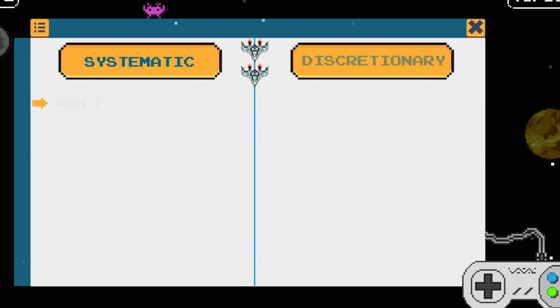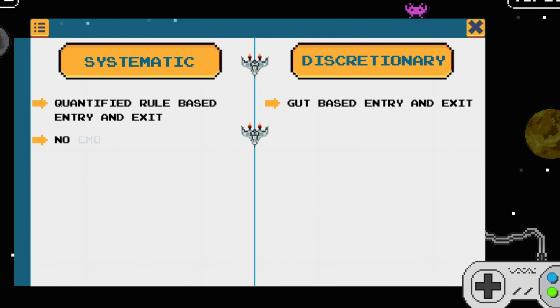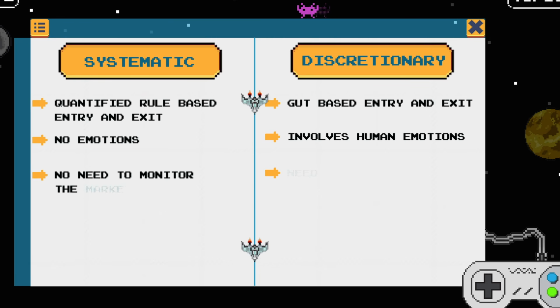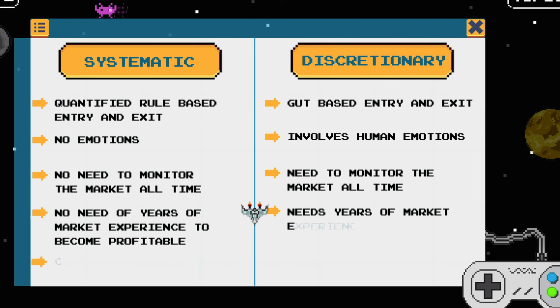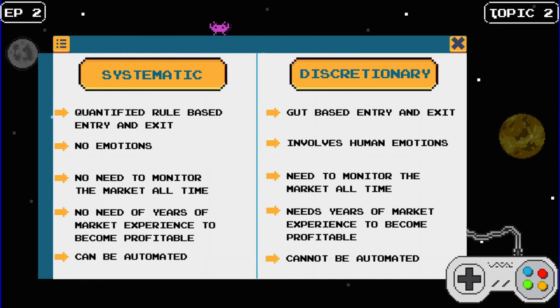is following a system. Correct. Discretionary trading is going a little by your gut. So one comes with a set of rules. The other one doesn't have any rules. It's more based on your experience, etc. Correct. So someone who's new should... Yeah, for me, it sounds like systematic trading is something that I would want to follow. Yeah, super. Tell me what to do and I'll do that. Yes, understood.